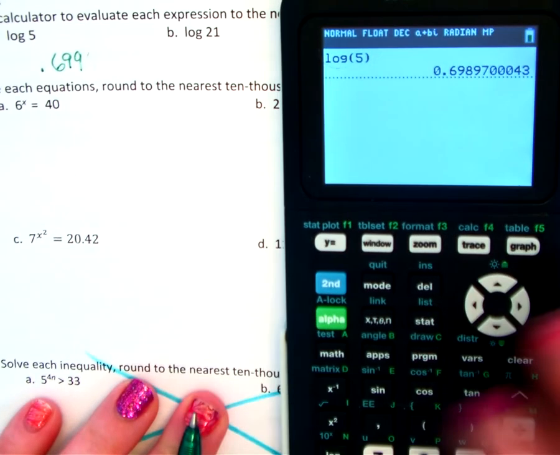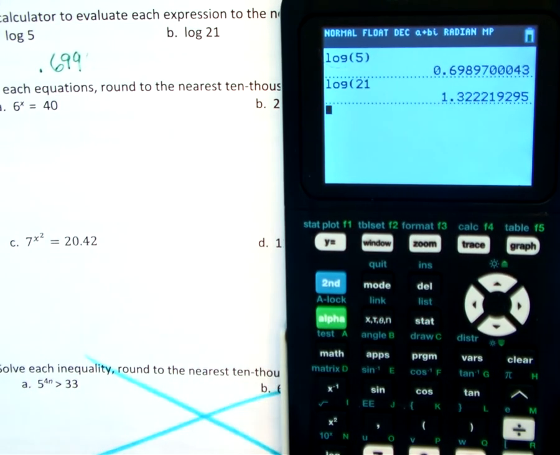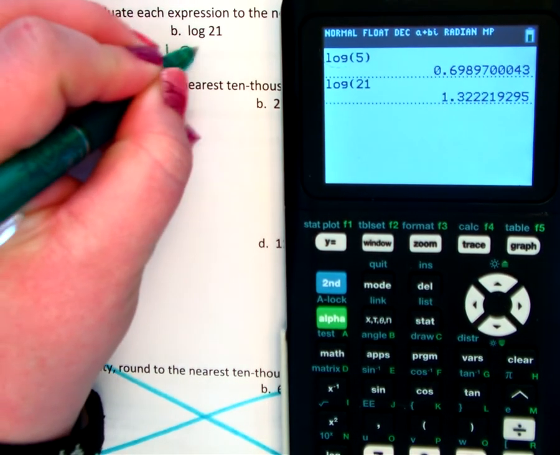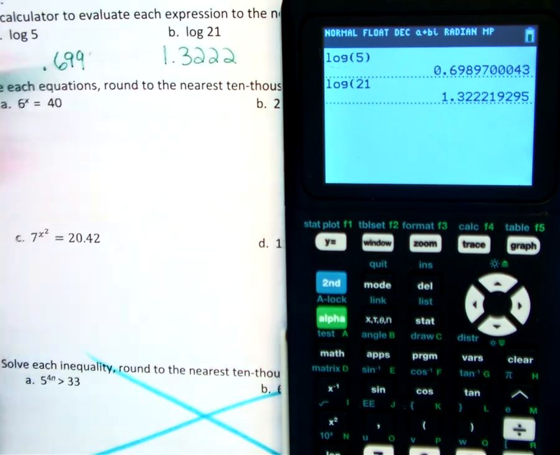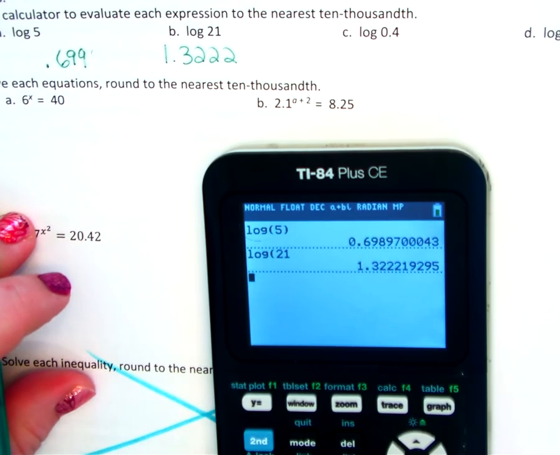And make it 6.99. Same with log 21. Type it into our calculator. Log of 21, 1.3222.